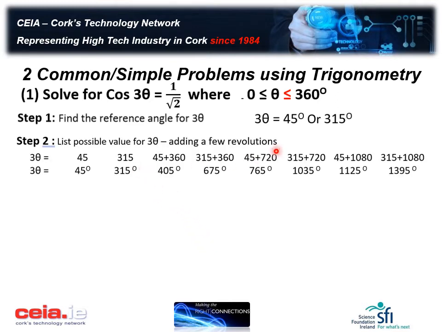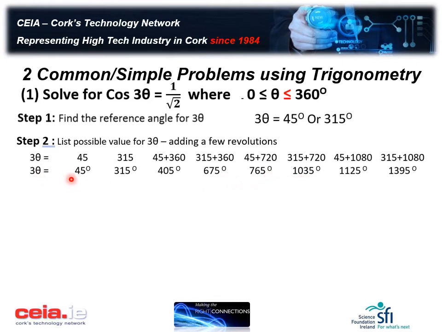The next step is to take what we've got in step one and add a number of full revolutions. We started out with 45 and 315 from step one, and to each of these we're going to add 1, 2, 3 revolutions. We'll go on for maybe 3 revolutions. So 45 plus 1 revolution is 405. 315 plus 1 revolution is 315 plus 360. 45 and 2 revolutions. 315 and 2 revolutions. 45 and 3 revolutions. 315 and 3 revolutions. And just doing the maths on those and converting them to degrees, this is what we get for 3 theta.